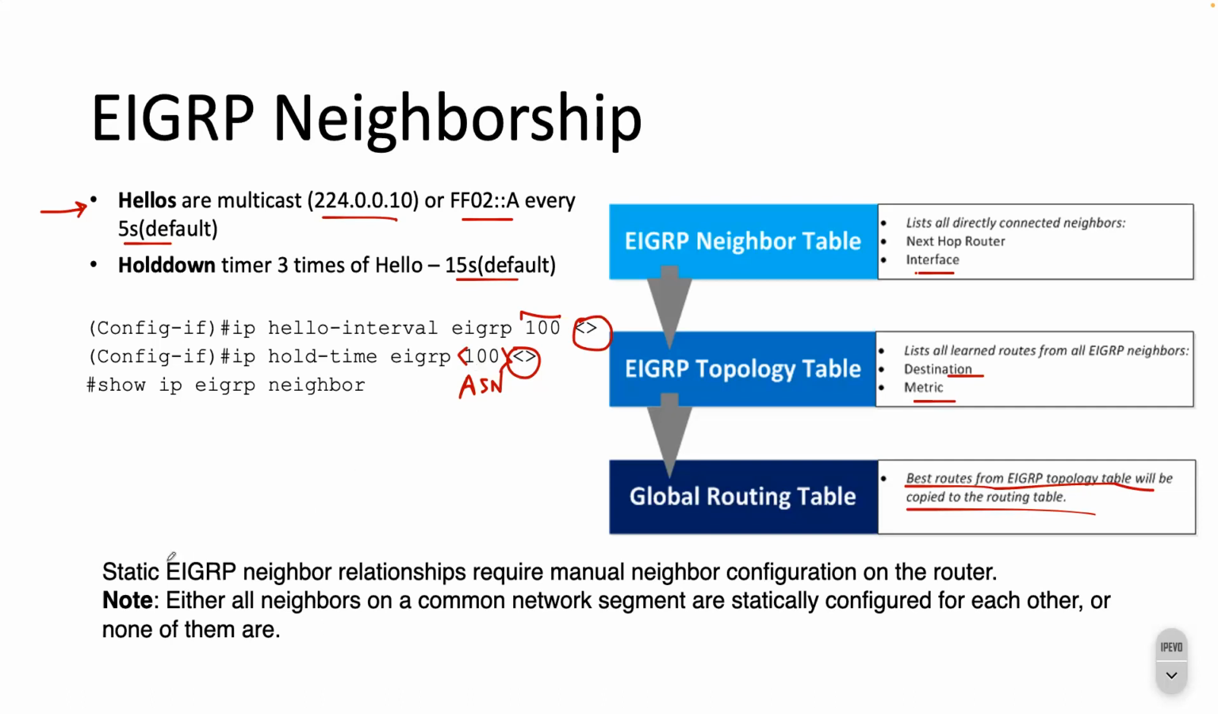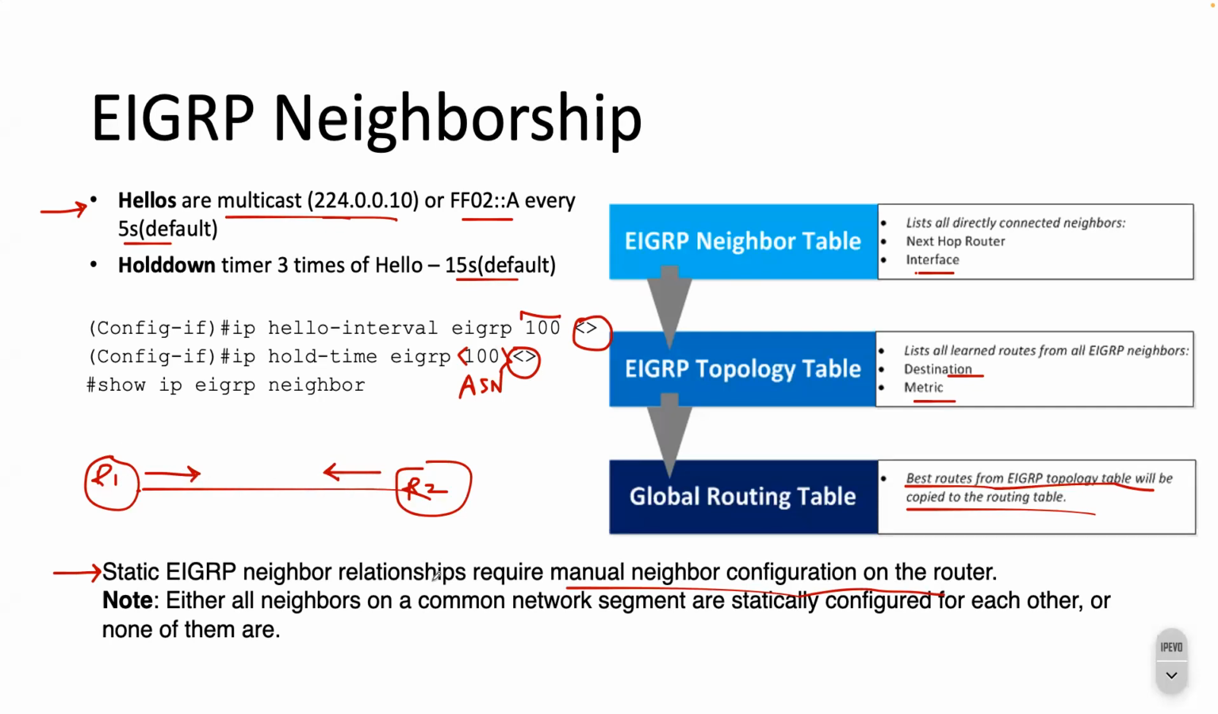Okay, so I told you that usually we use multicast in order to form the neighborship, but we can have a static EIGRP neighborship also. Let's say R1 is connected to R2. That's how it is connected. In our EIGRP configuration, we can statically define R2 as a neighbor of R1 and R1 as a neighbor of R2. That manual neighbor configuration can also be done. In that scenario, they will not exchange hellos with each other. They will just form the neighborship.